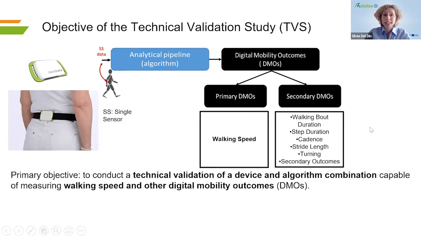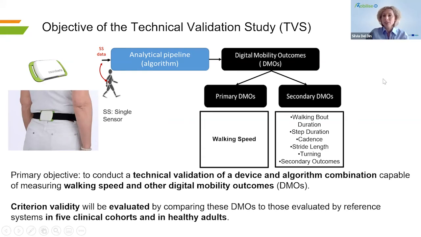So again, just a quick hint at the objective of the technical validation study. The objective is to conduct a technical validation, so test the technical validity of a device and algorithm combination capable of quantifying walking speed, which is our primary DMO, and other digital mobility outcomes. Criterion validity, as shown before, will be evaluated by comparing these DMOs to those evaluated by a reference system in 5 different clinical cohorts and in healthy adults.